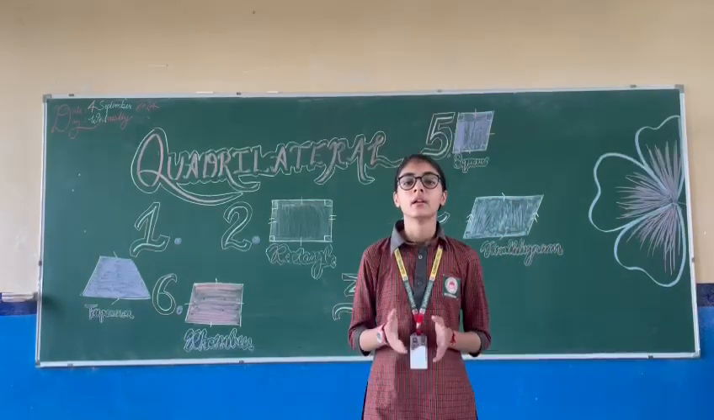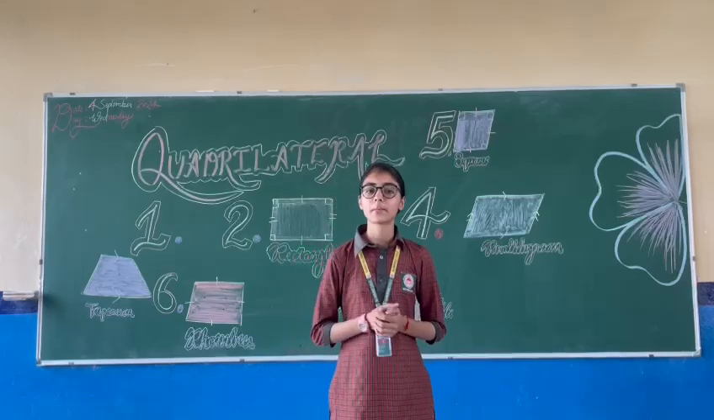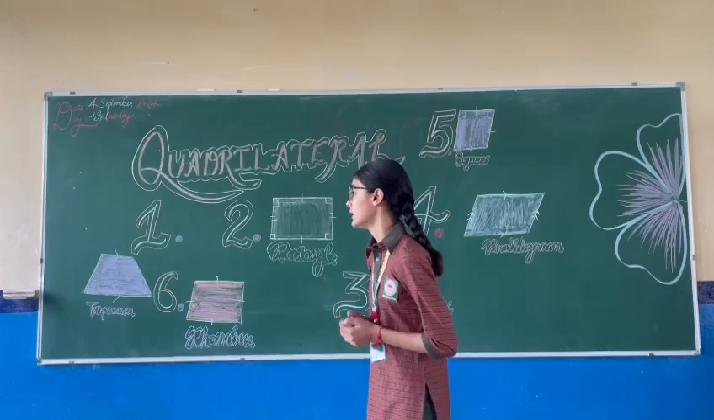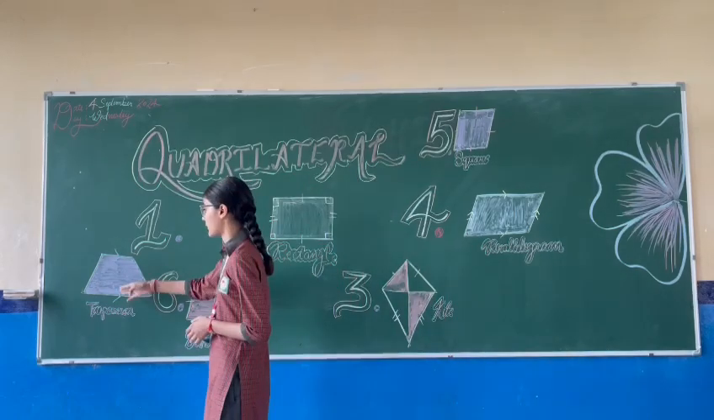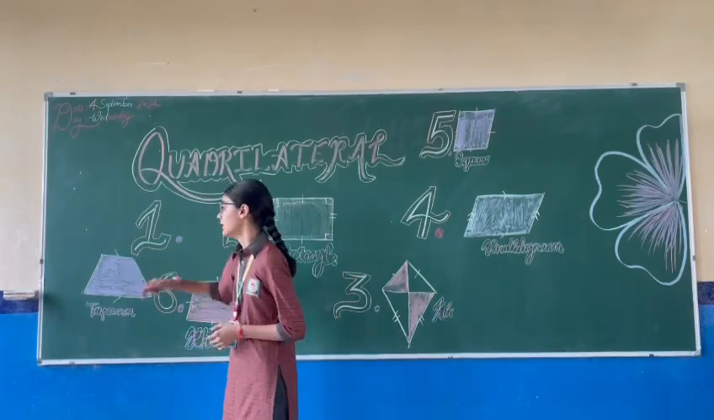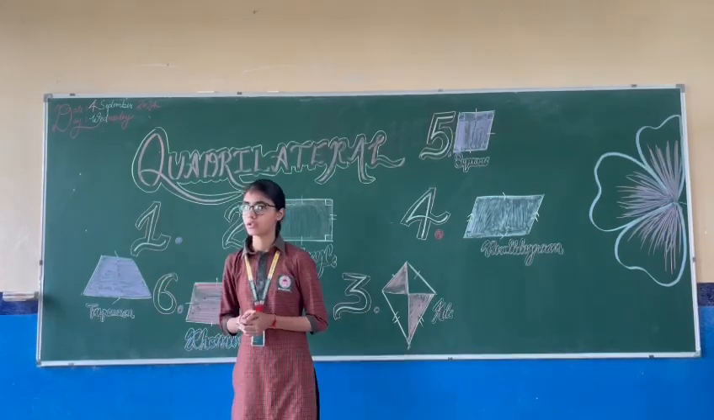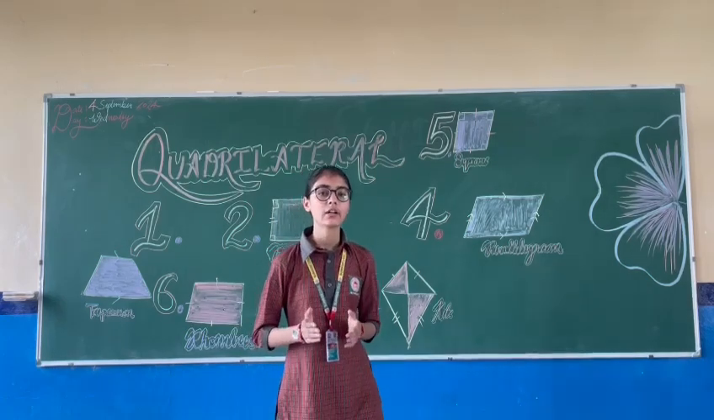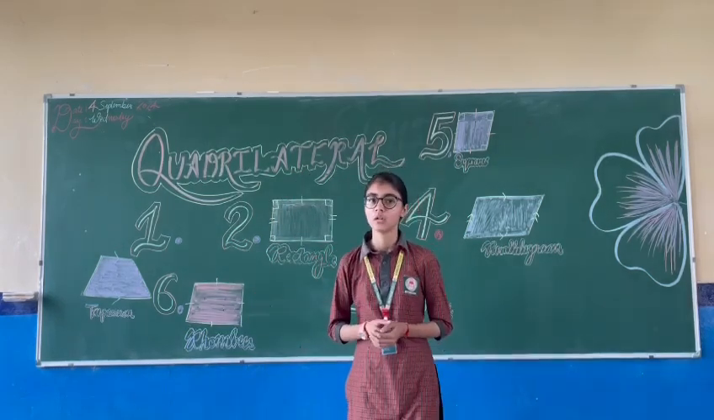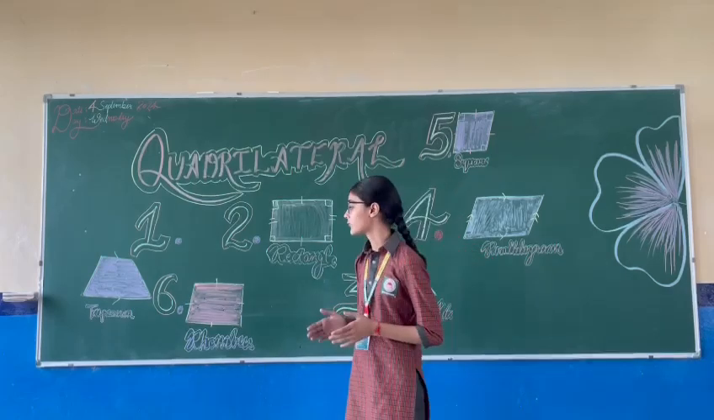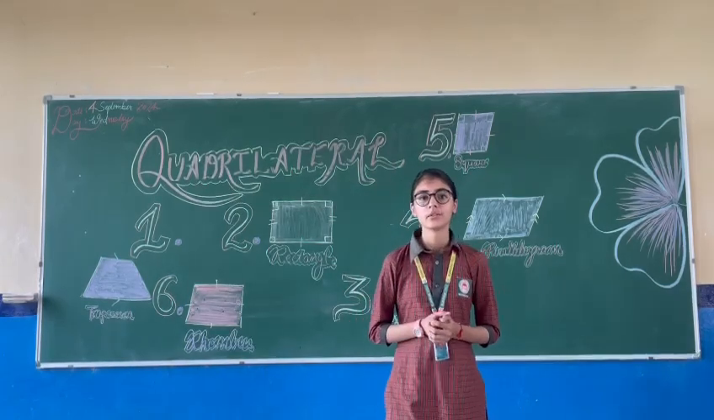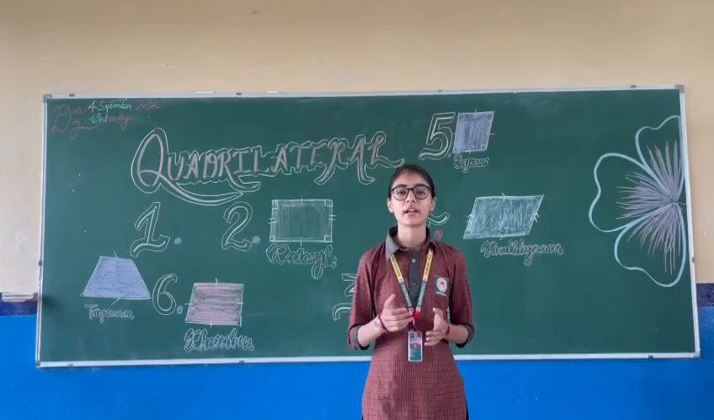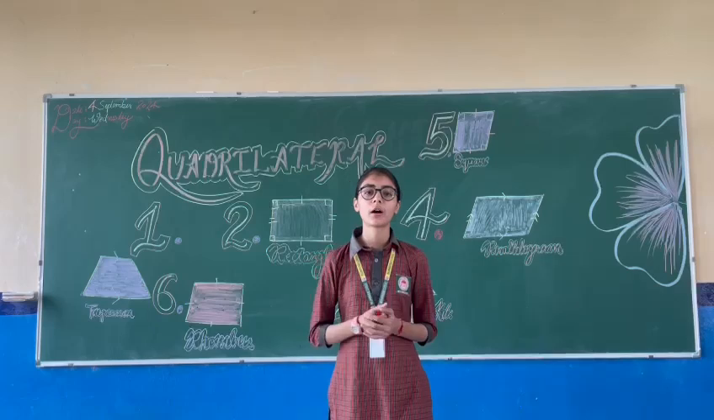A quadrilateral is said to be a trapezium if it has exactly one pair of parallel sides. These two sides are parallel to each other and all the sides are unequal to each other. Now, I would like to tell you about the isosceles trapezium. An isosceles trapezium is a type of trapezium in which it has a pair of parallel sides and the non-parallel sides are equal to each other. This is all about my topic.